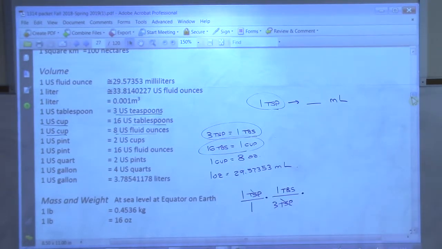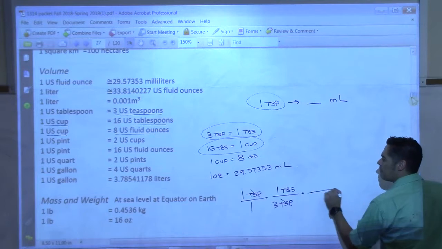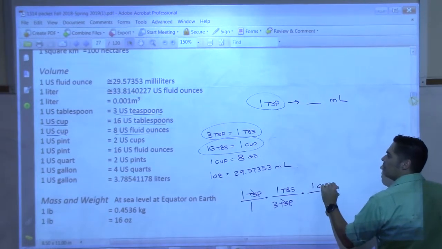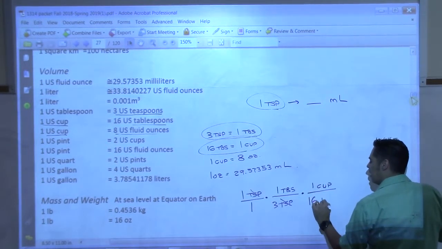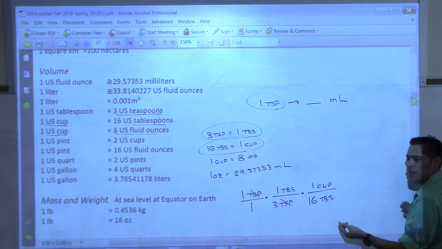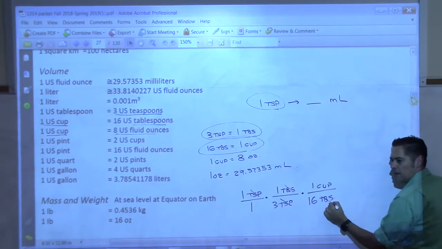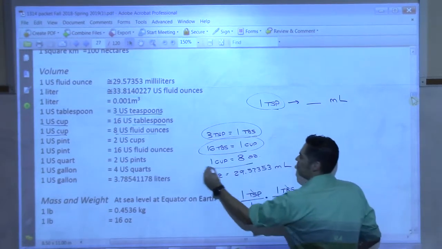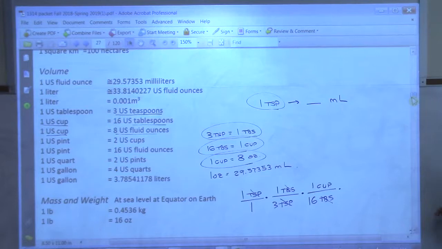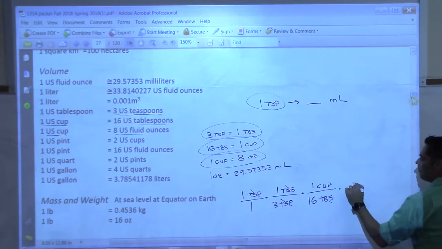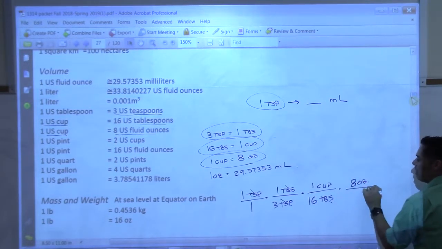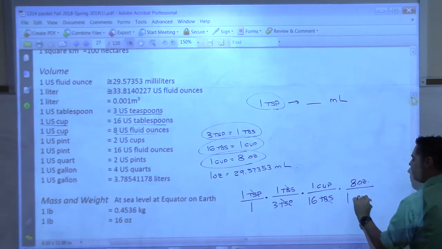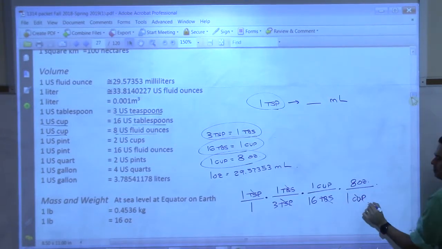Leah, I think you're good with this, right? So what unit would go on top? What unit would go on the bottom? 1 cup on top. And 16 tablespoons on the bottom. Again, because we want the tablespoons to cancel, right? And then we go again. So I think y'all get this. This one will be next. What goes on top? Ounces on top, because you want the cups to cancel. 1 cup on the bottom. And the cups will cancel.